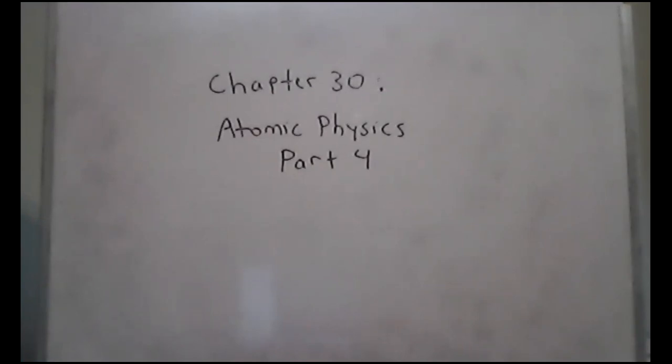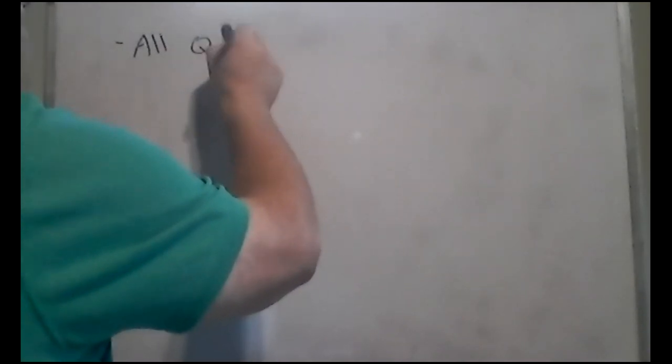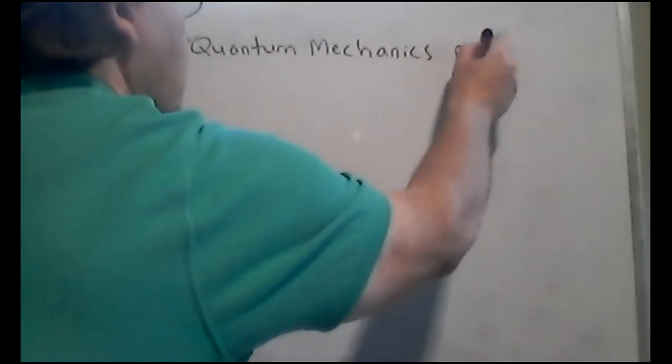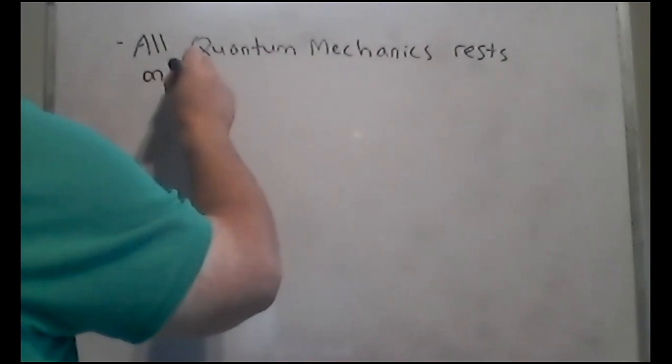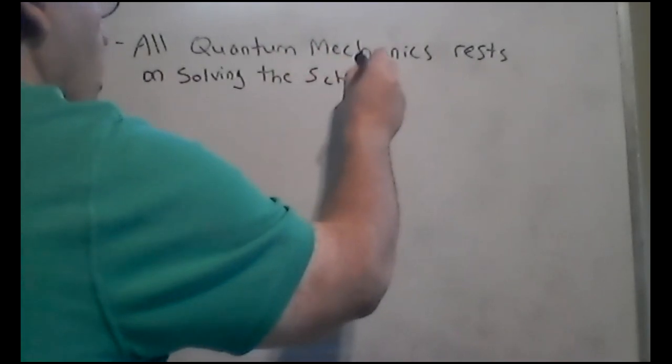So what we've seen leading up to this point in the previous lecture is that there are different types of quantization. And again, this can be seen by solving the Schrodinger equation. A reminder: all quantum mechanics rests on solving the Schrodinger equation, and I gave you the Schrodinger equation last time.